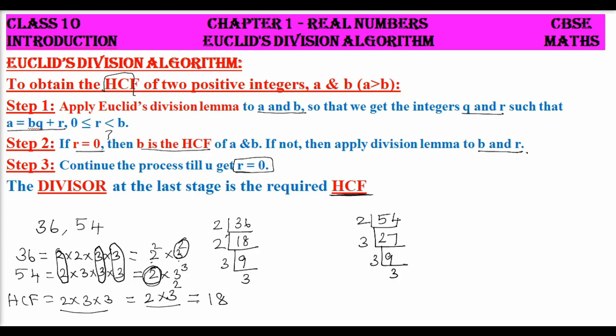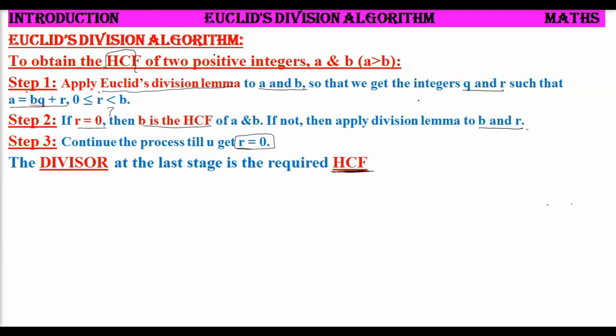So this is how we find the HCF of 36 and 54 or any two numbers using the factorization method, especially the prime factorization method. Alright. Now let's go for the next method in finding HCF, namely the division method.